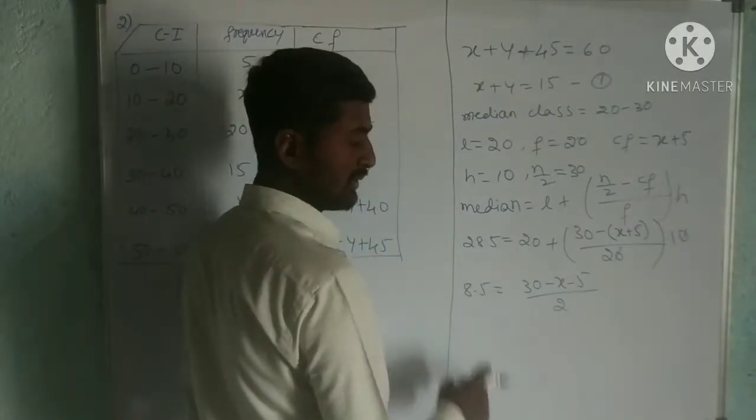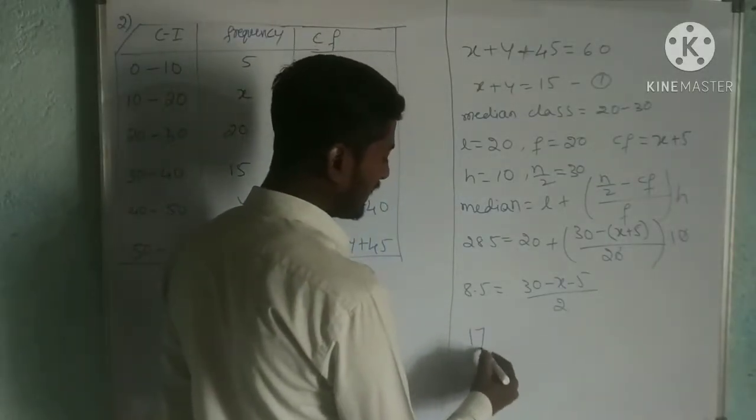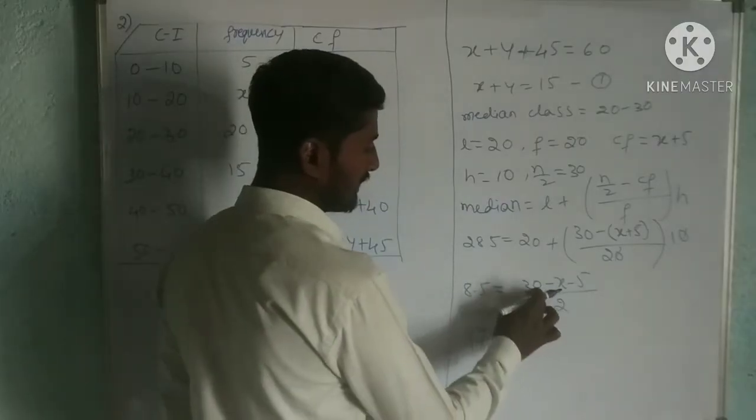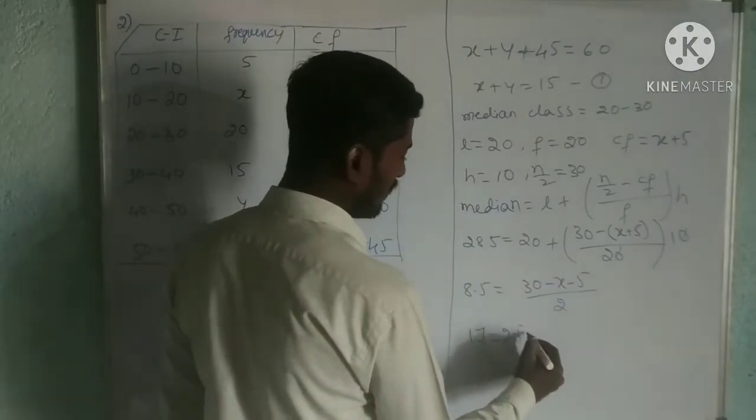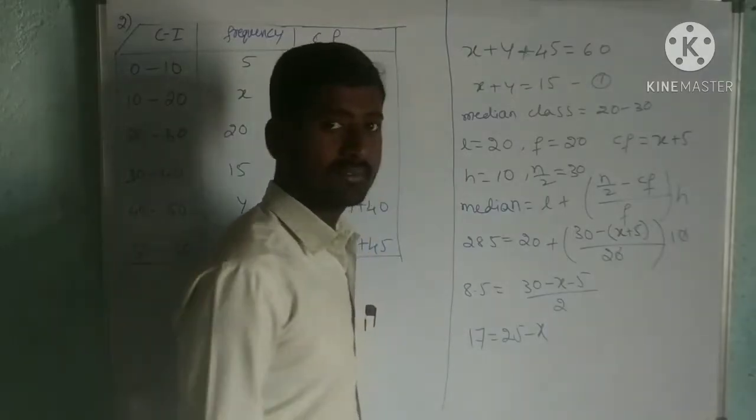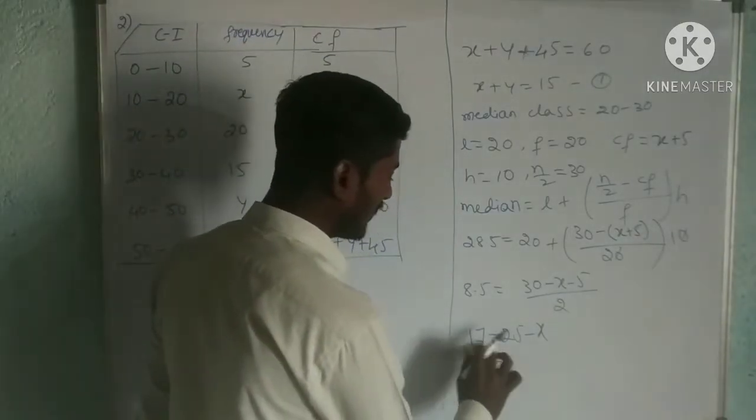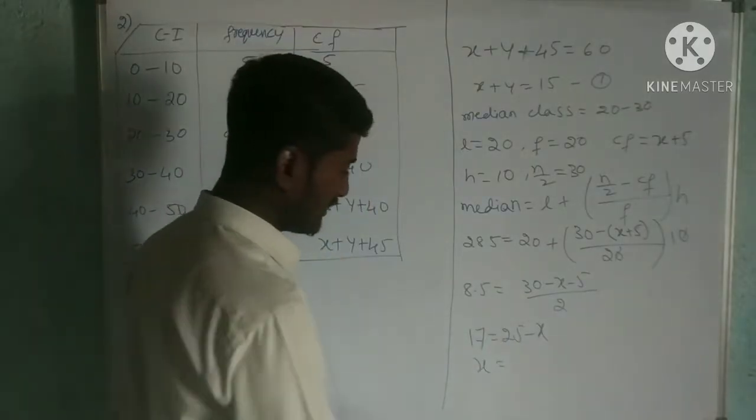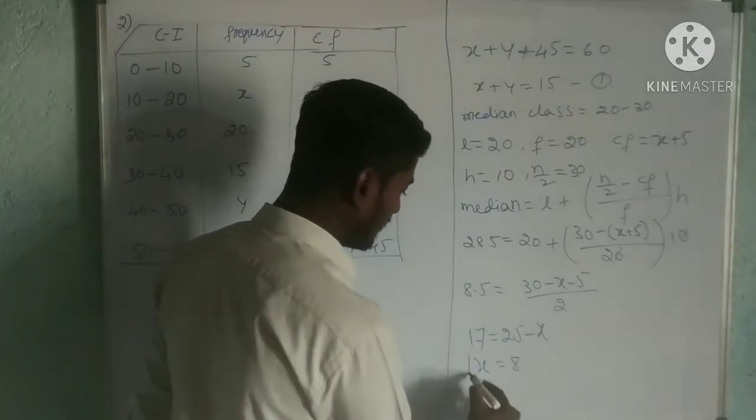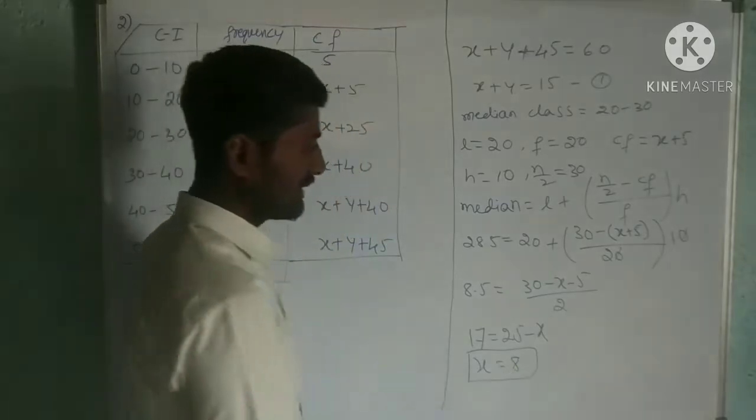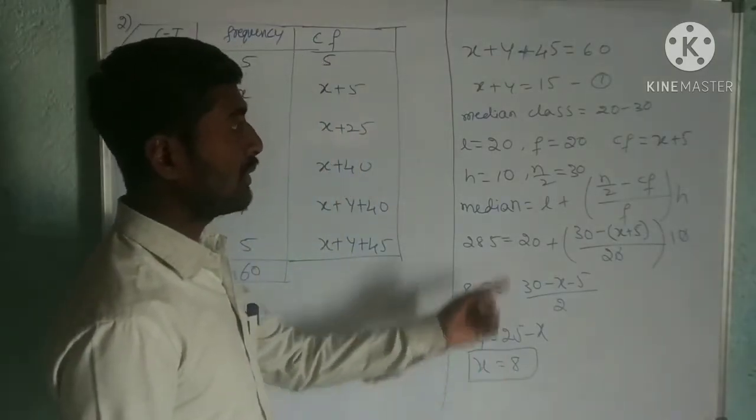Now 2 goes to left side. It will become 17 is equal to 30 minus 5, that is 25 minus x. Now x is equal to 25 minus 17. So this is 8. X value is 8. Now I want the value of y.